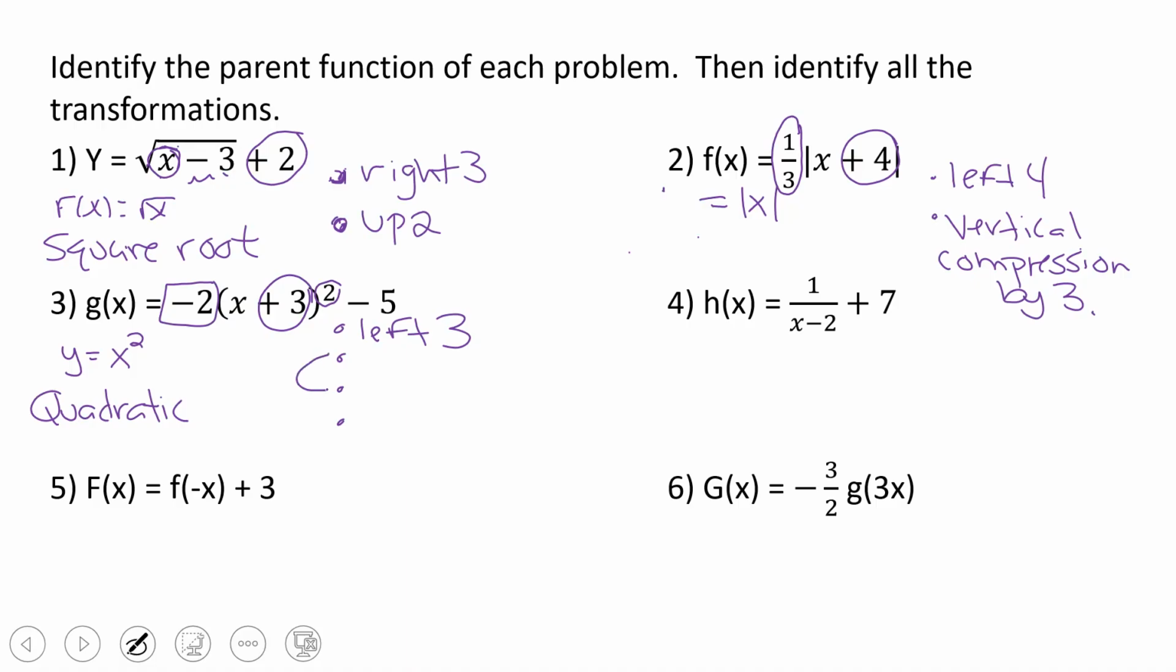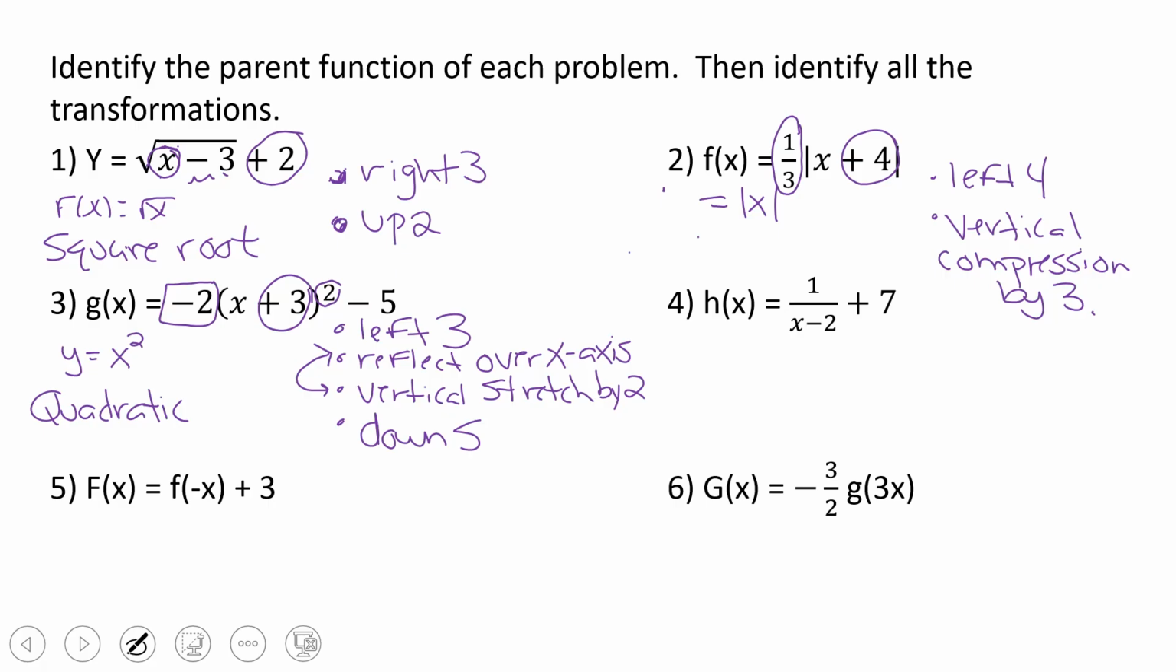But then that brings us to this -2. And there's actually 2 transformations shown there. And I don't care which one you write in order. But the fact that it's negative tells me that we're going to reflect over the x-axis. And then now I'm going to ignore that negative. I'm going to look at just the 2, and that would be a vertical stretch by 2. And last but not least, we have the -5 out on the outside, so that would be down 5.